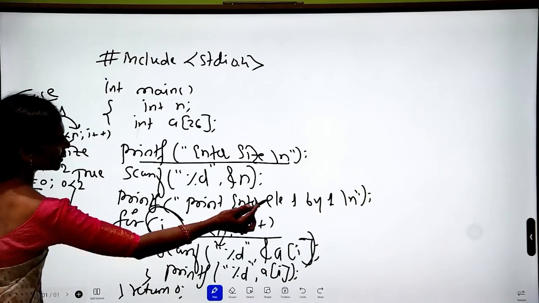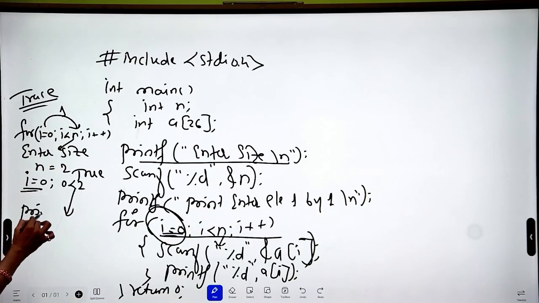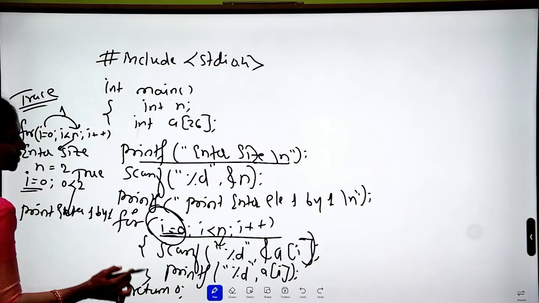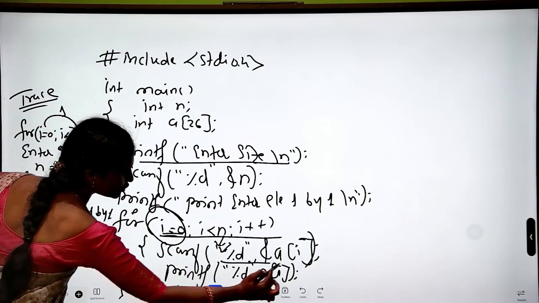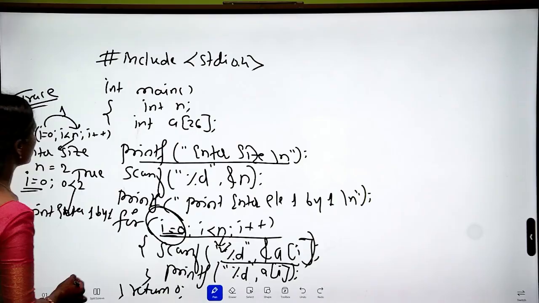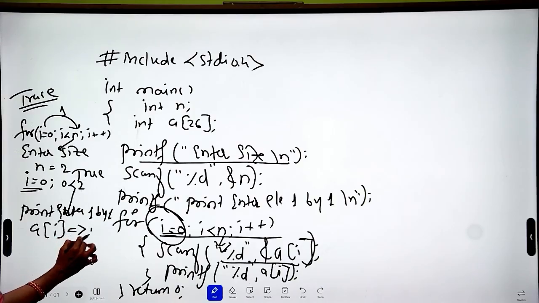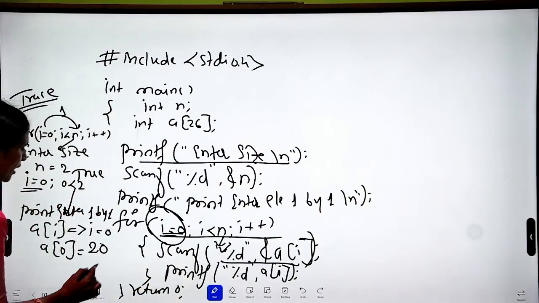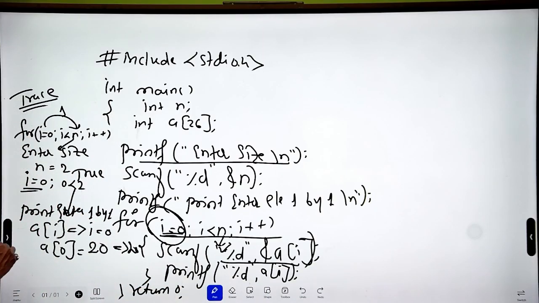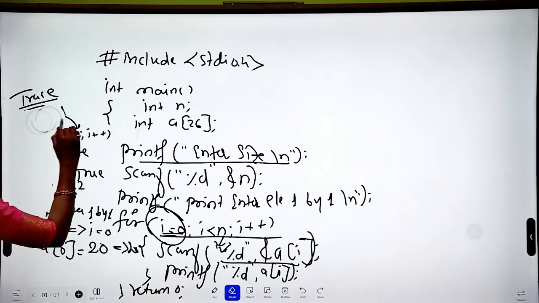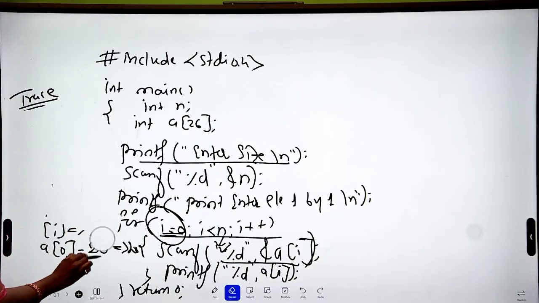First, it will print "enter elements one by one". It is already printed. So for the first element, what are you going to do? %d, a[i]. So here a[i] is represented. What is the value of i? i is 0. So the 0th element a[0] we are going to read as 20, and we are printing that value. Hence 20 is displayed on the screen. Now similarly, if you go on pressing for the second element.